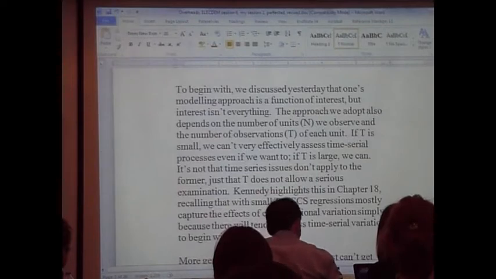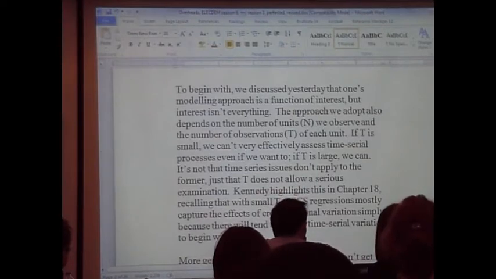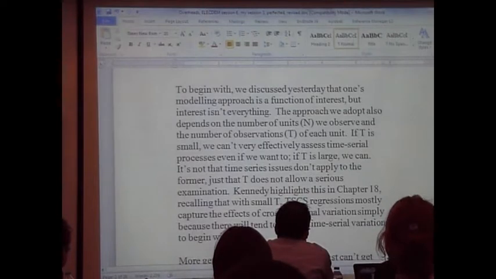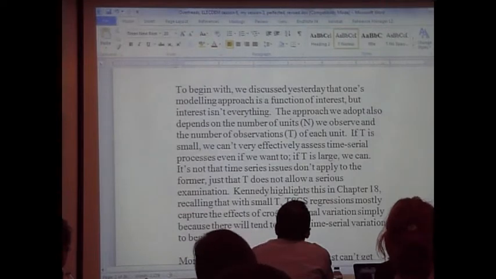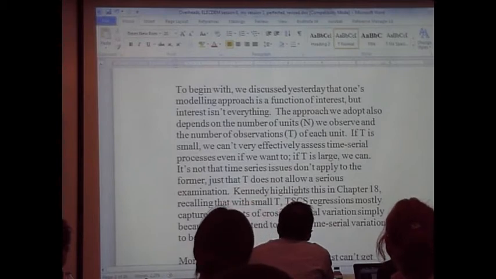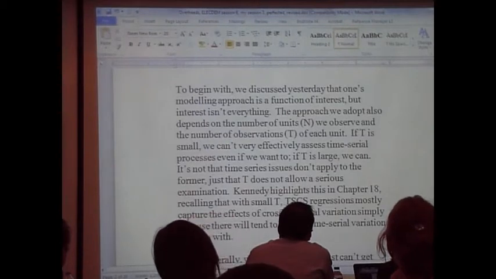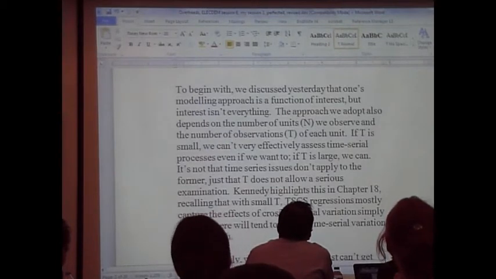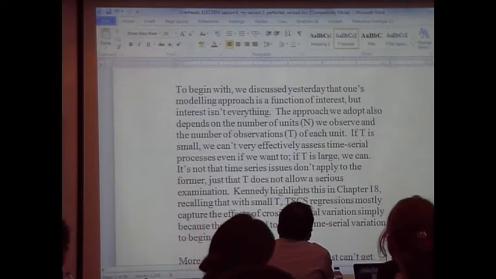If T is small, you can't really very effectively study anything time series, right? And you can't reliably estimate unit effects either. So you have to be really careful. When you have big N, you think you should be estimating unit effects, but that's when you shouldn't be. You should be doing it when you have big T, at least directly estimating unit effects. And the reverse is similar.